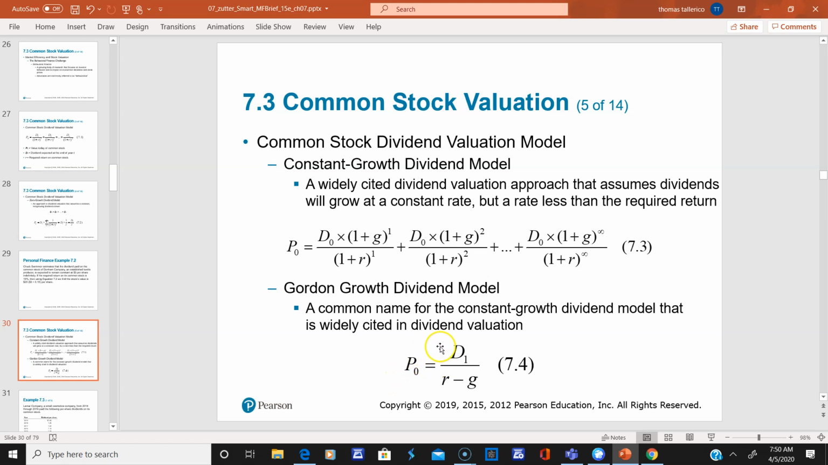So there's a lot of other methods besides dividends that are more frequently used, and that would be earnings or cash flow. The other problem is, let's look at the denominator.